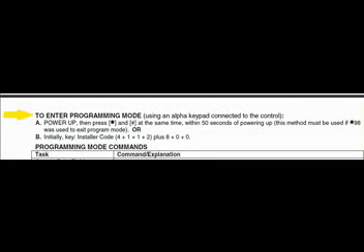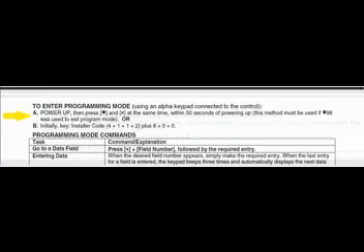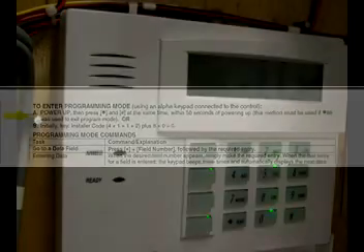Let's take a look at page 2. The first thing you'll notice is there's two ways to enter programming mode. The first method is power up the panel and then press the asterisk key and the pound key at the same time.